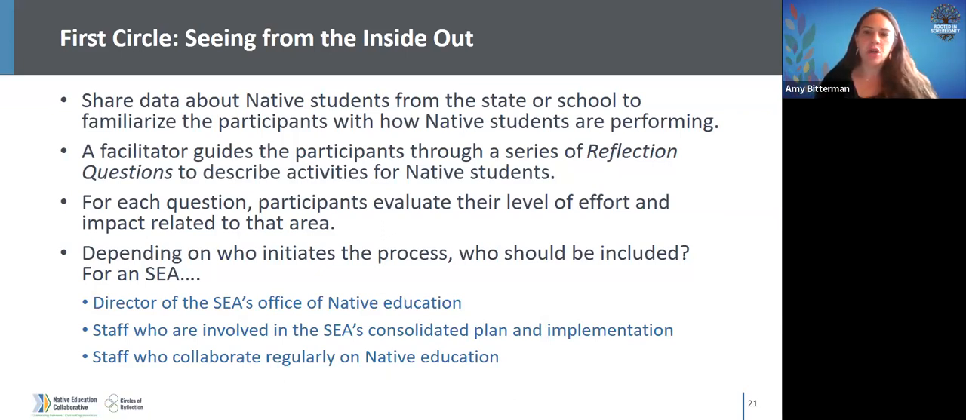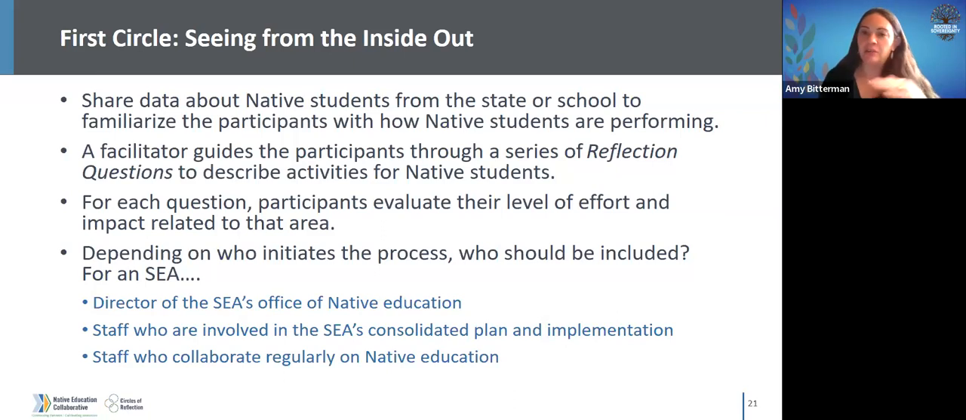And then in terms of who within that organization, whether it's the tribe or the district or the LEA, in that first circle, it's going to vary. But if we're talking about the state education agency, it's really important to have staff who are involved in the SEA's consolidated plan and implementation, and really anyone that touches Native education, and that really is, or should be, everyone within the SEA.